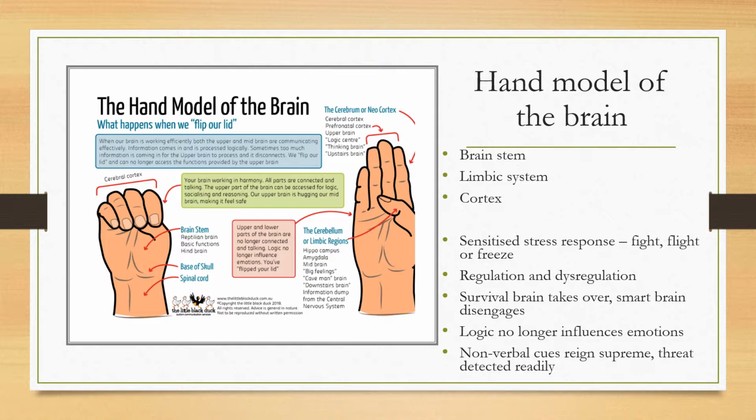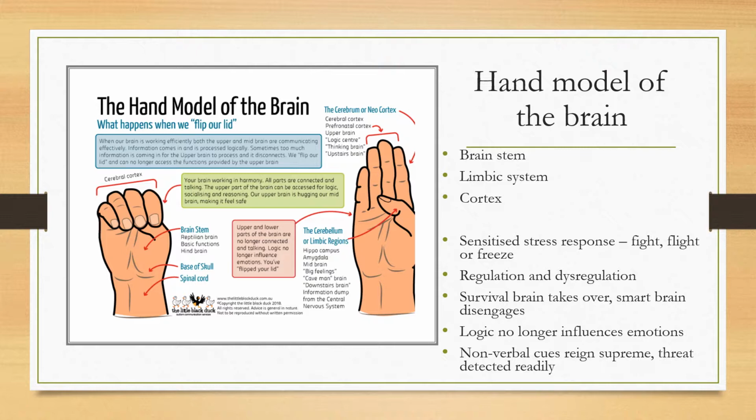The brain develops in a use-dependent way. So the more that we detect threats in our environment, the more that we flip our lid, the more likely we are to detect threats in our environment. We get a sensitized stress response, so we start to see threats everywhere. We start to interpret neutral facial expressions as a threat. We start to interpret a slightly raised voice as a threat, or a body stance that might look intimidating, and that is enough to set off our stress response. And that causes us to become dysregulated.